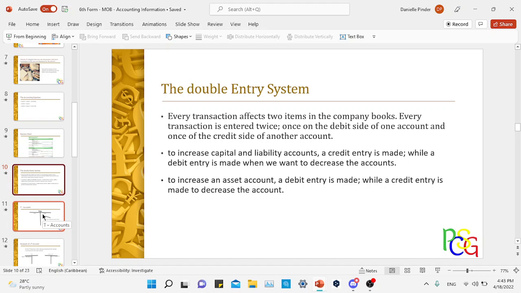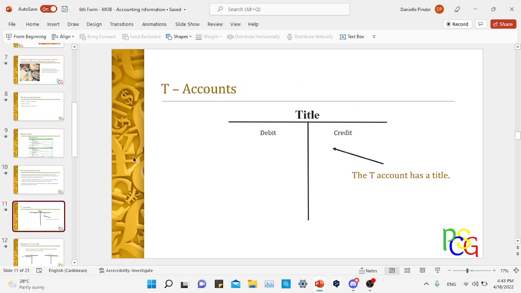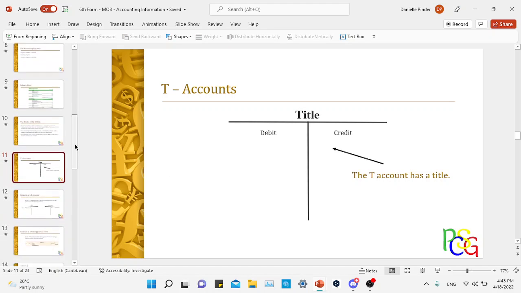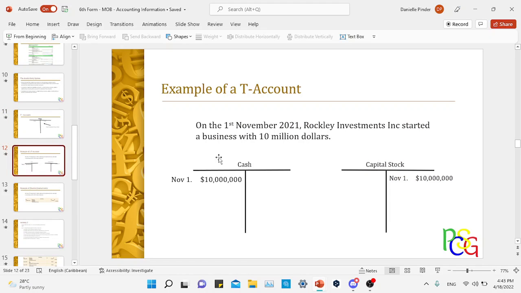And all of that we would put into what is known as a T account. So wages would be here, and then we would have your debit and credit, right? And as it says here, the T account always has a title. So now we're going to go into a little example, similar to the example that you have given earlier.